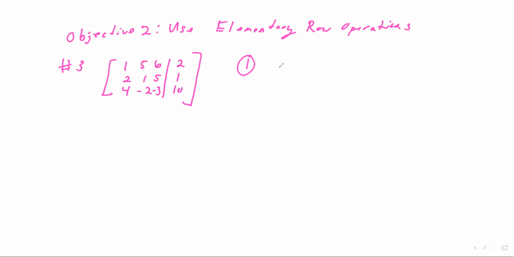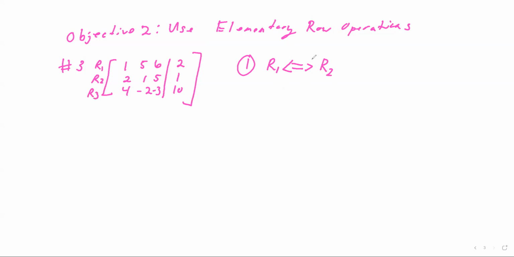When you see something like this, R1 represents row 1. But when you see this symbol right here, it means to interchange these two rows. So this would be R2, which represents row 2. Interchange is just a fancy word for switch. So I'm going to switch row 1 with row 2. So basically this is row 1, this is row 2, and this is row 3.